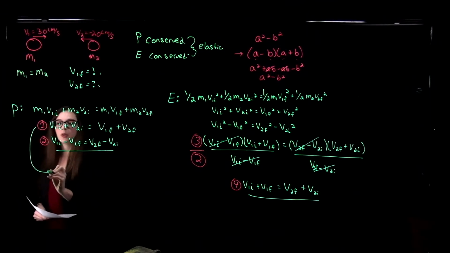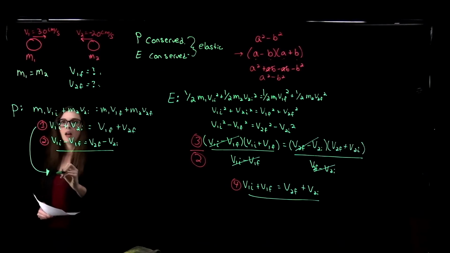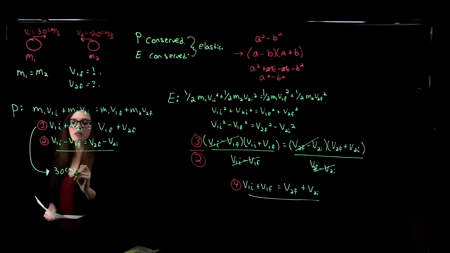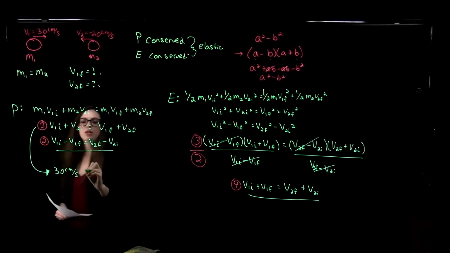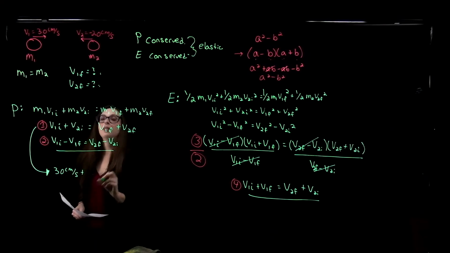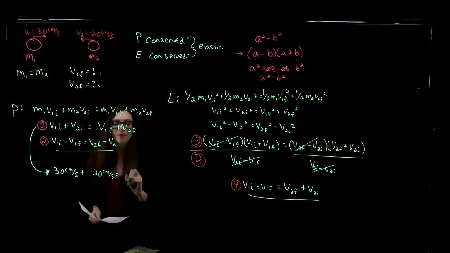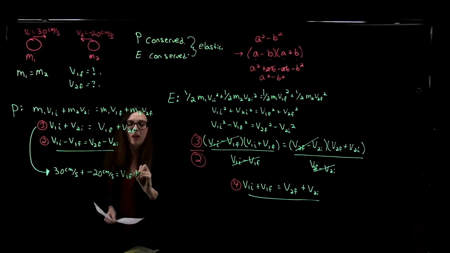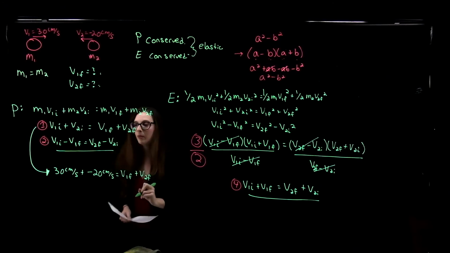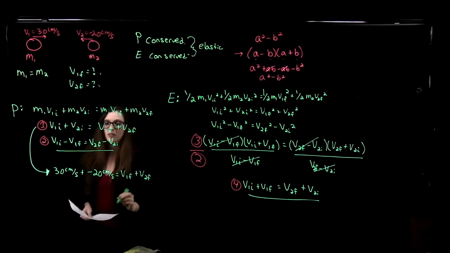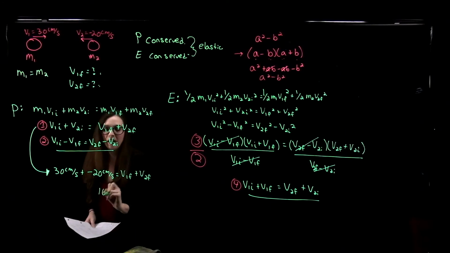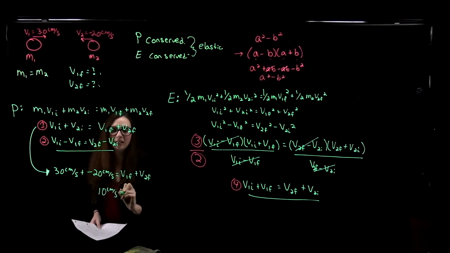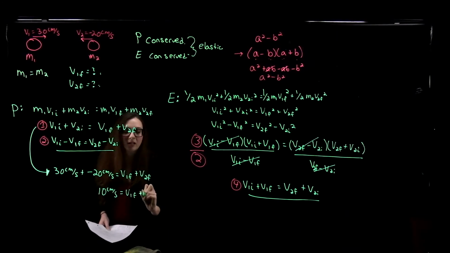So let's start with this one, first one up here. Okay, let's start plugging in some numbers. So v1 initial was 30 centimeters per second. v2 initial was minus 20 centimeters per second. That has to equal v1 final plus v2 final. Okay, so then 30 plus minus 20, that's 10 centimeters per second has to equal v1 final plus v2 final.